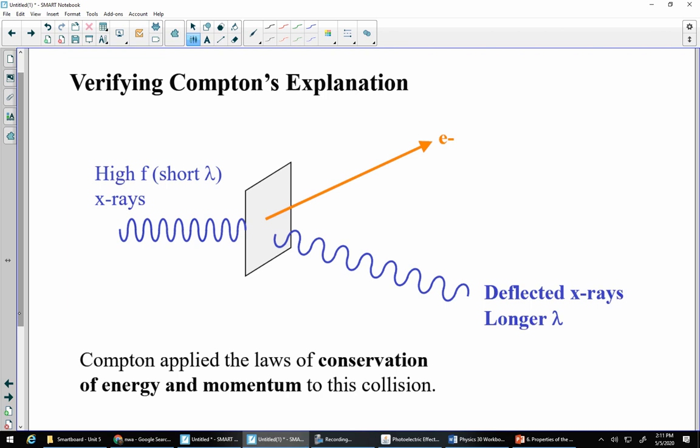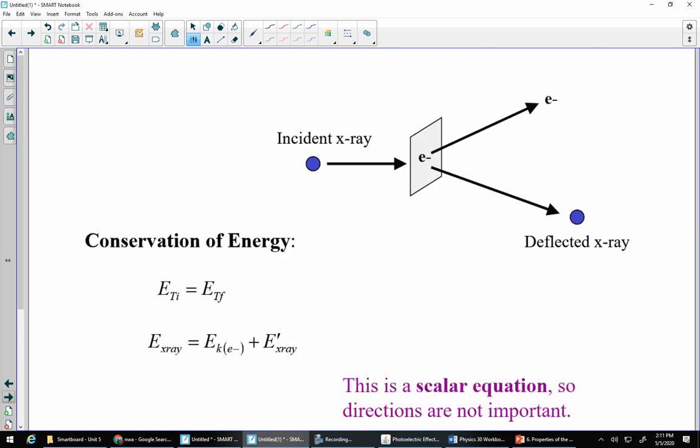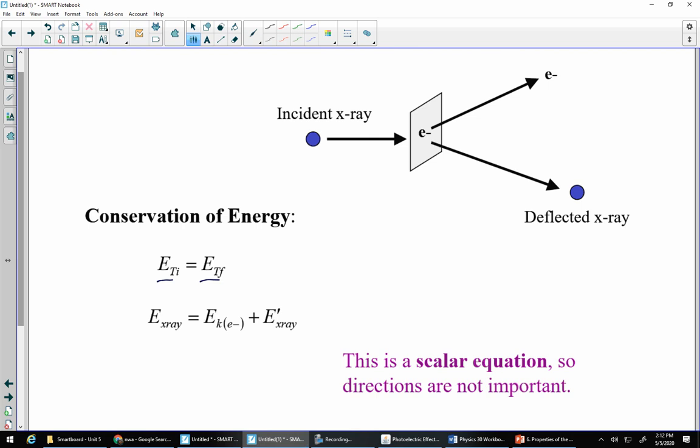So he applied both of them to come up with this. First and foremost, let's talk about the conservation of energy. Conservation of energy is ETI is equal to ETF. Before anything happens, we've got the energy of the X-ray. After, we've got some kinetic energy for the electron, and we've got the photon energy of the X-ray after.